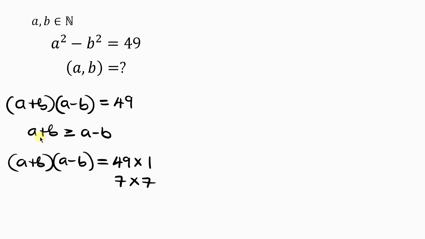And like we said, a plus b is bigger than or equal to a minus b. So we're going to be giving the bigger factor to a plus b and the smaller factor to a minus b. So let's go. So we have a plus b equal to the bigger factor, which is 49, and a minus b equal to the smaller factor, which is 1. So this is going to be our first case. And 7 times 7 will be our second case. So let's focus on the first case.